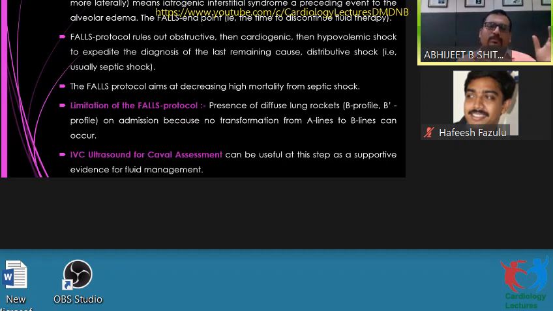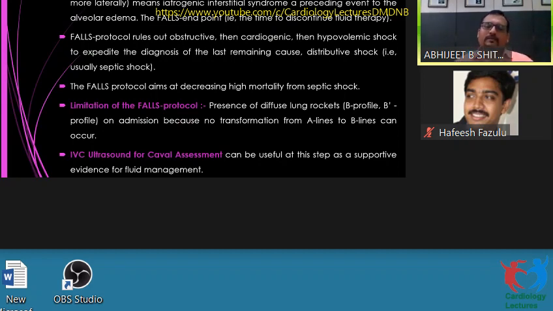The FALLS protocol rules out obstructive, cardiogenic and hypovolemic shock to expedite the diagnosis of the last remaining cause. That means a diagnosis by exclusion of distributive shock. Usually distributive shock in such scenarios is a septic shock. The FALLS protocol aims at decreasing the high mortality from septic shock because of unnecessary fluid administration.